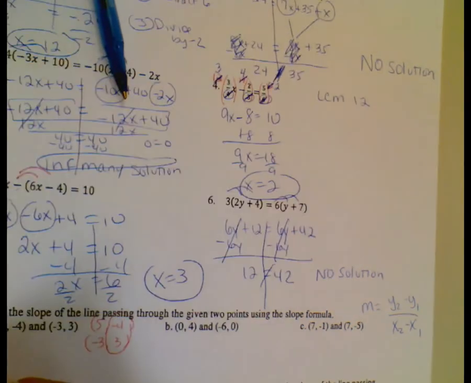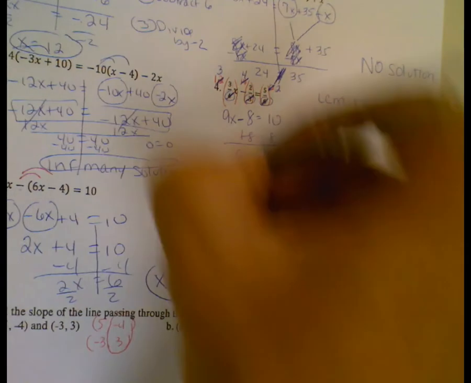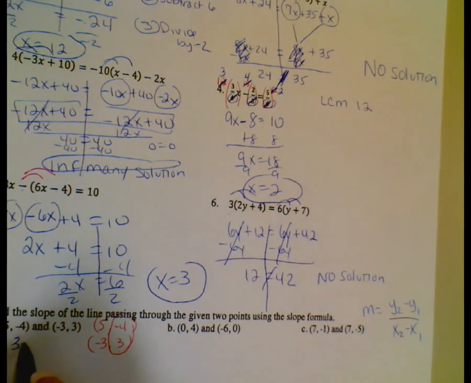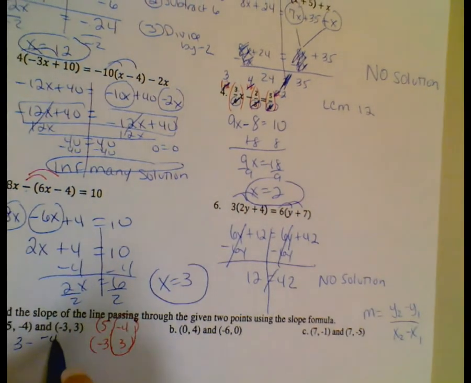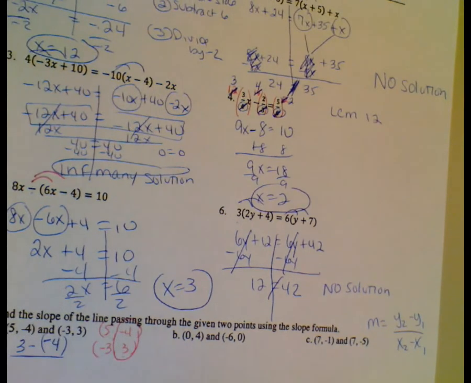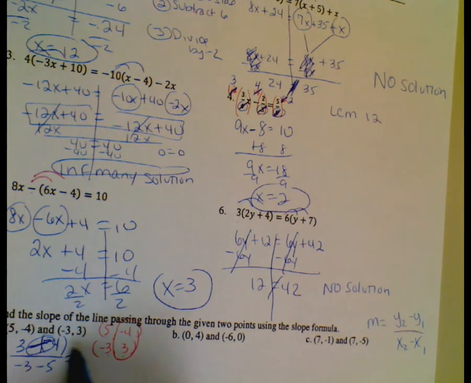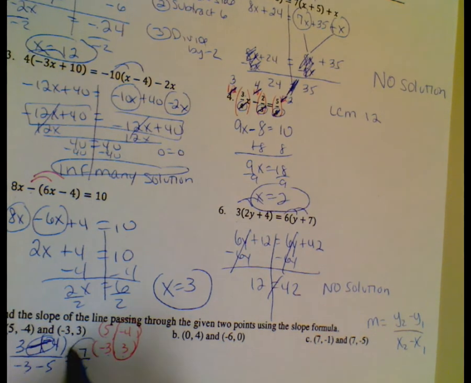So we're going to go m equals 3 minus negative 4 over negative 3 minus 5. For an answer of, these two negatives make a positive. 3 plus 4 is 7. Negative 3 minus 5 is negative 8, and that's your slope.